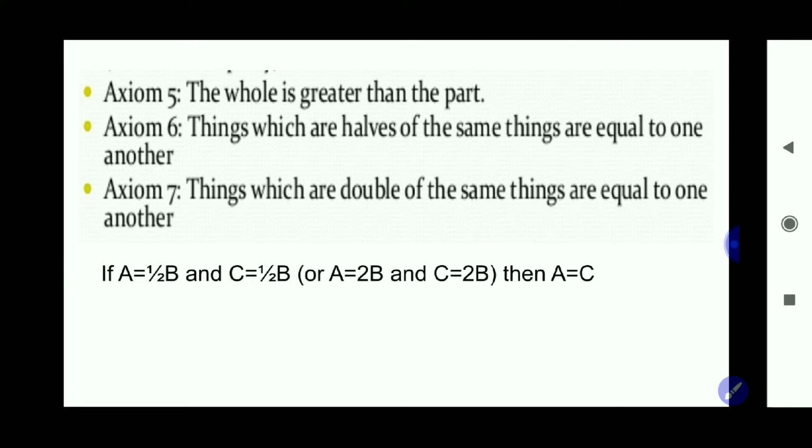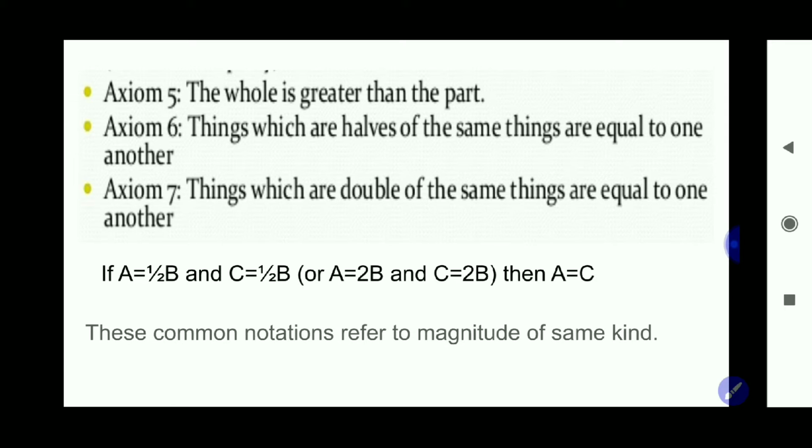That means if A is equal to half of B and C is equal to half of B, then A is equal to C. Similarly, if A is equal to twice of B and C is equal to twice of B, then A is equal to C. These common notions refer to magnitudes of the same kind.